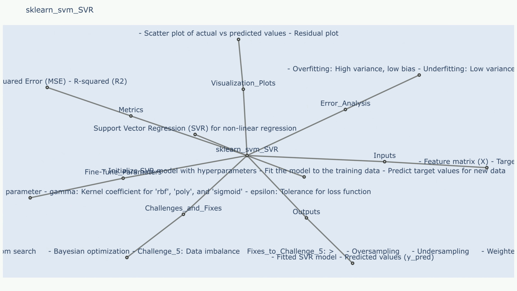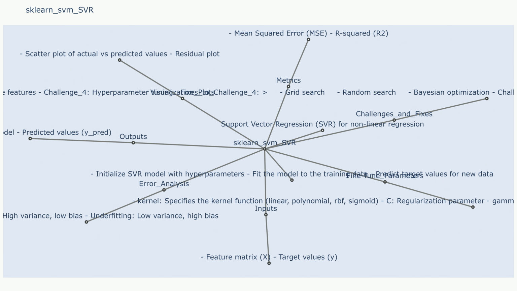R squared, R2, represents the proportion of variance in the target variable explained by the model. Higher values indicate a better fit. Mean absolute error, MAE, measures the average absolute difference between predicted and actual values. Visualization plots. Scatter plot visualizes the relationship between the input features and target values, with the predicted values overlaid for comparison. Residual plot shows the difference between predicted and actual values, helping to assess model bias and identify potential outliers.